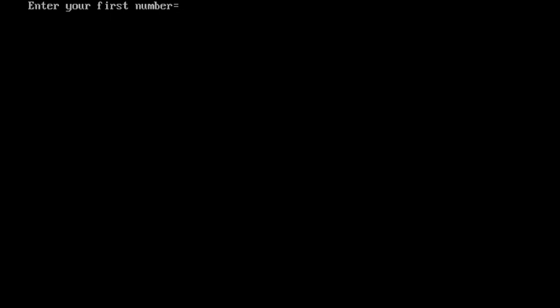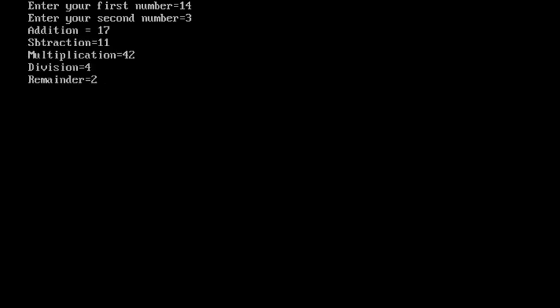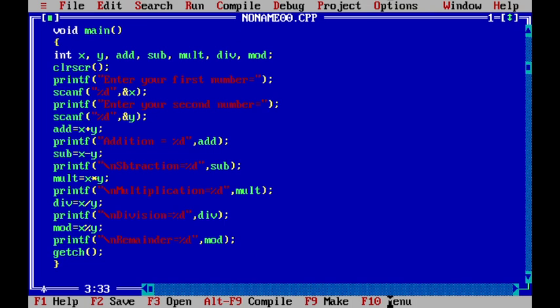One more time, if we run and enter, let's say, 14 and 3, then you can see addition is 17, subtraction is 11, multiplication is 42, division is only 4, because x and y are integers, and the remainder is equal to 2.